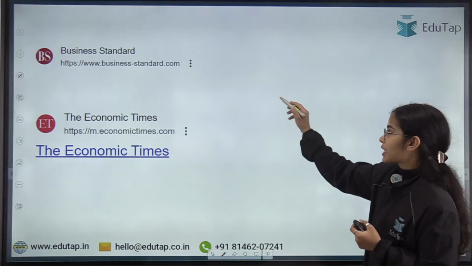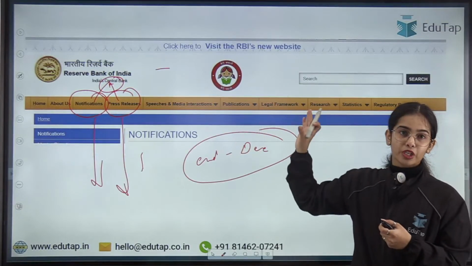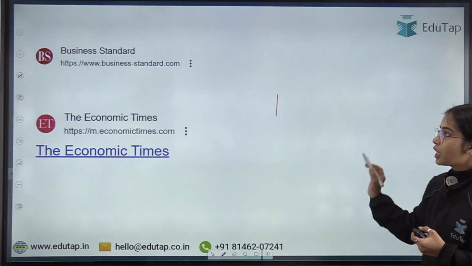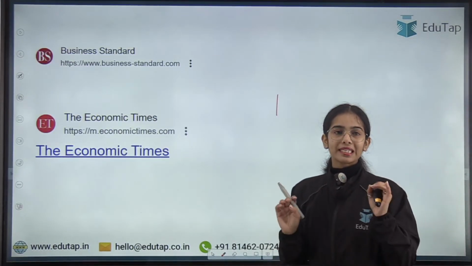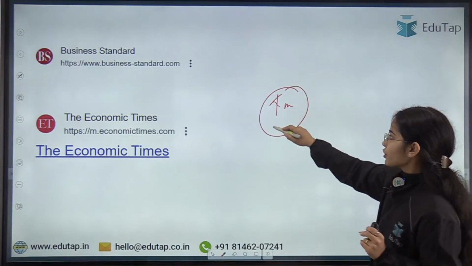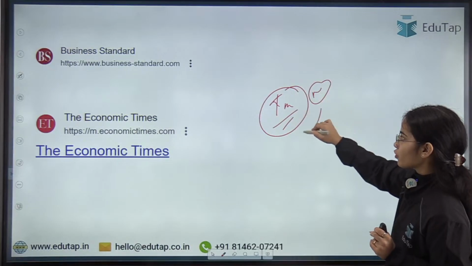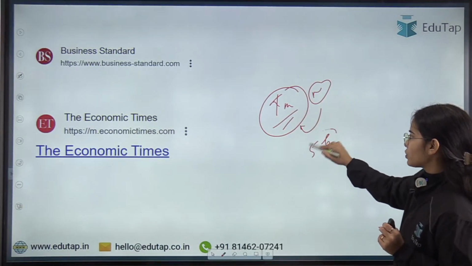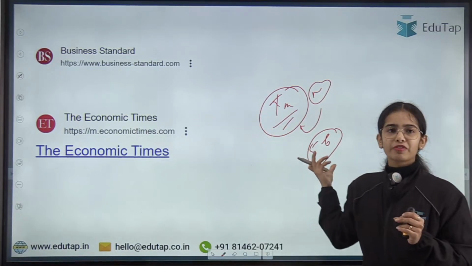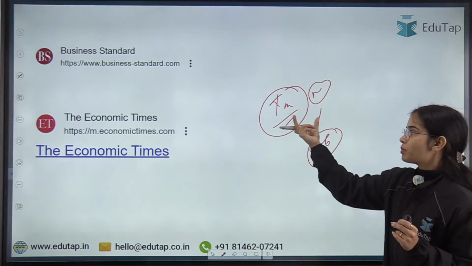This was regarding RBI notifications and RBI press releases, which you have to cover for 5 to 6 months. Now, for Business Standard and Economic Times, even if you have less time, the minimum coverage should be 4 months and the maximum 5 to 6 months. Not maximum, you can go up to 9 or 12 months also, but 5 to 6 months of coverage is good, and 4 months has to be done.